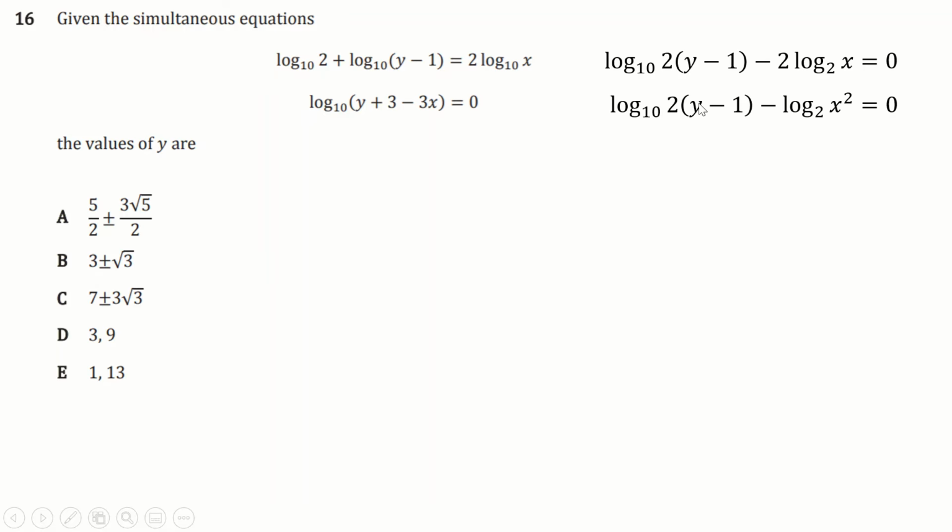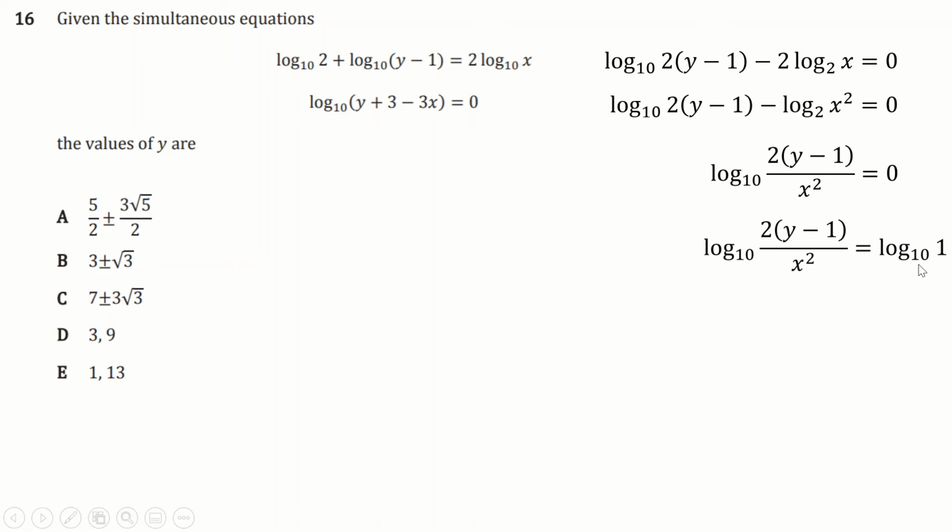But anyway, now that I've got this log to base 10 minus this log to base 10, I can divide this by this, because that's what happens when you take away logs. So I can get this expression. And now, okay, there's an easier way to do this next bit, but I do it here anyway. What is 0 if not log to base 10 of 1? And now I can just compare that the inside of this log to base 10 must be the same as the inside of this log to base 10. So that must be the case. This just must be 1. And then I can times both sides by x squared and I get this. I'm going to pause there.